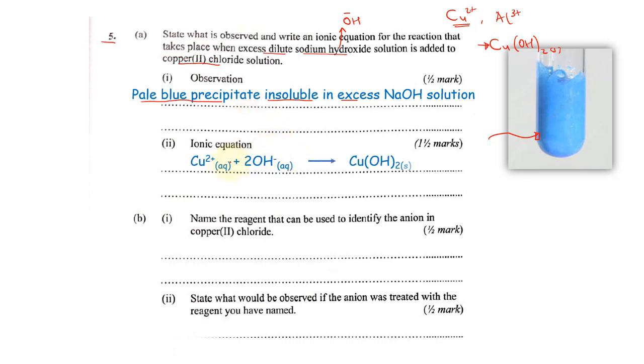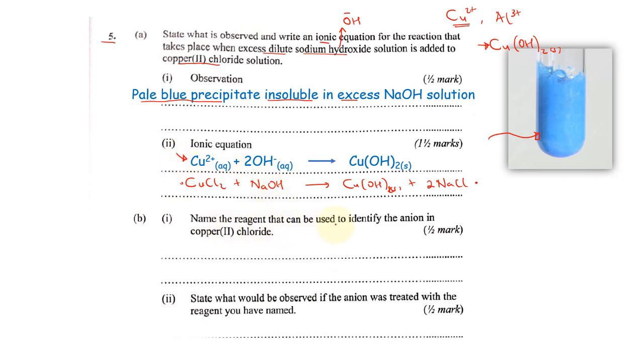So we have copper 2 ions from the copper 2 chloride solution. These will react with the hydroxide ions from the sodium hydroxide to form our copper 2 hydroxide, together with our sodium chloride solution. So this is the general equation, but since the question is asking for an ionic equation, we shall mainly go for this other one here.